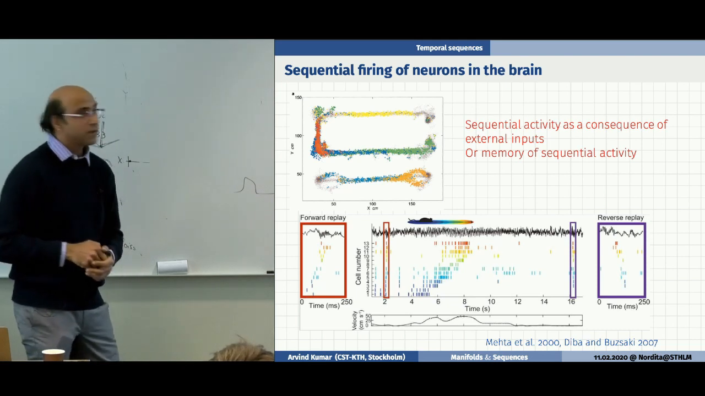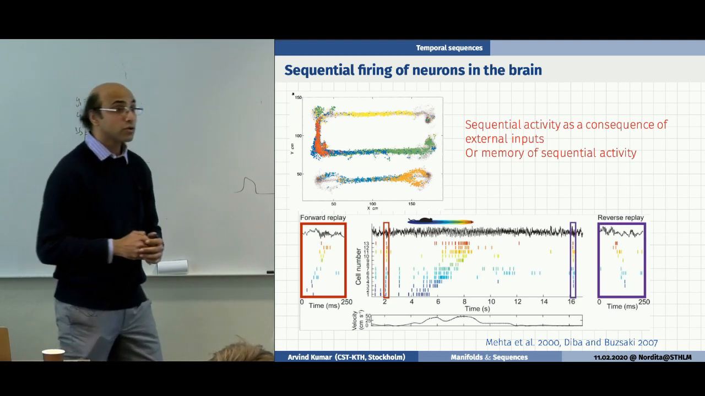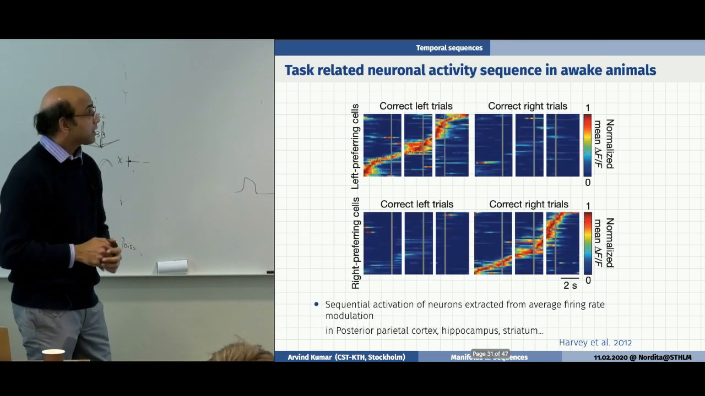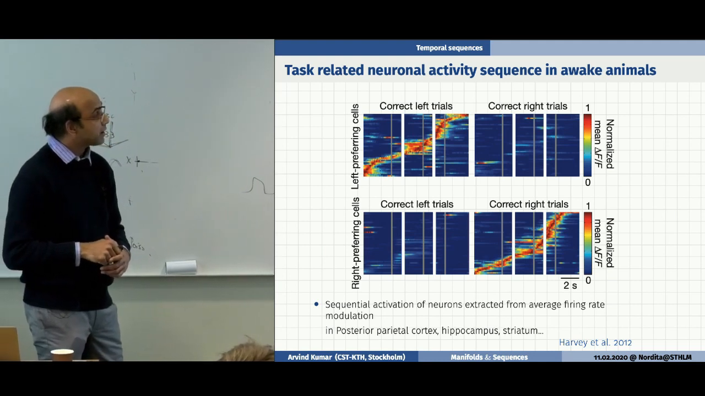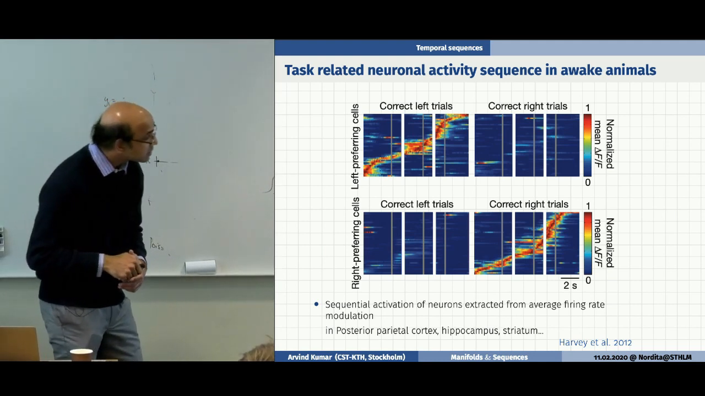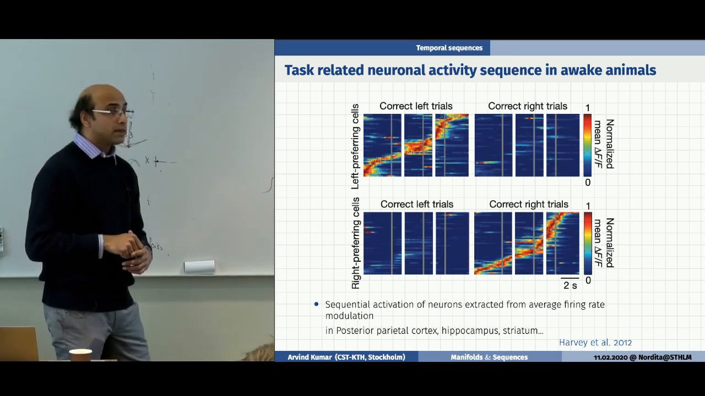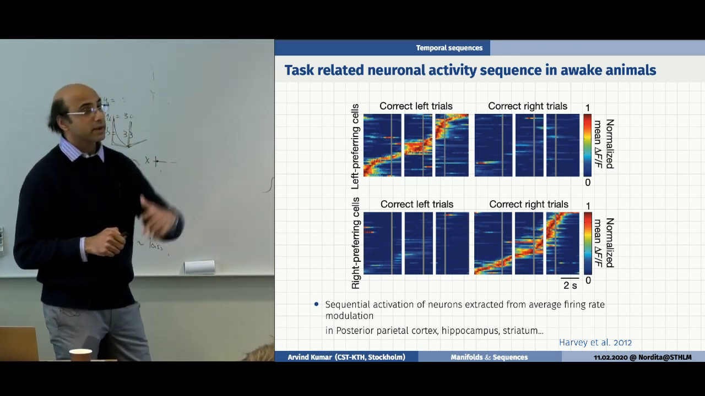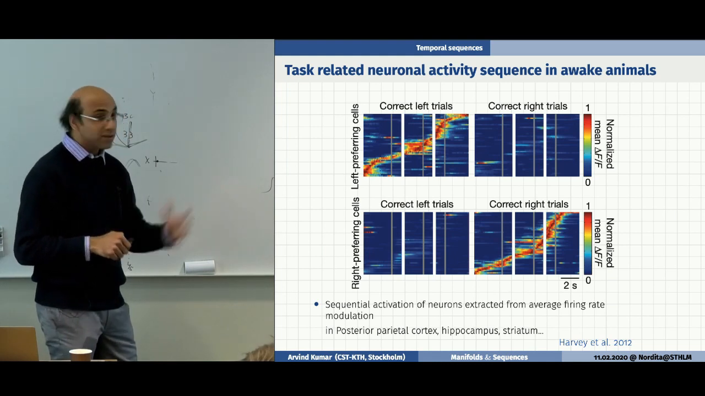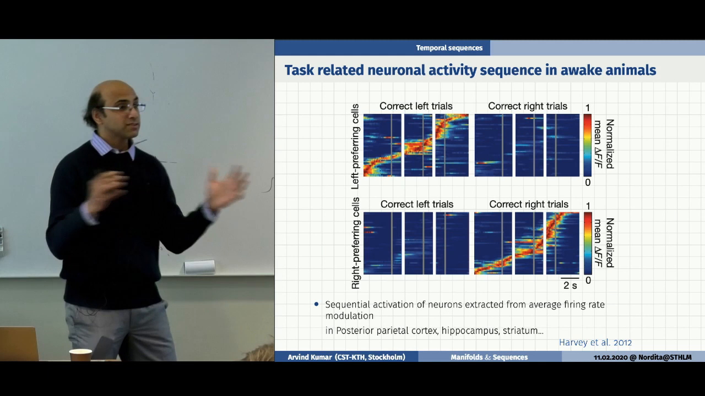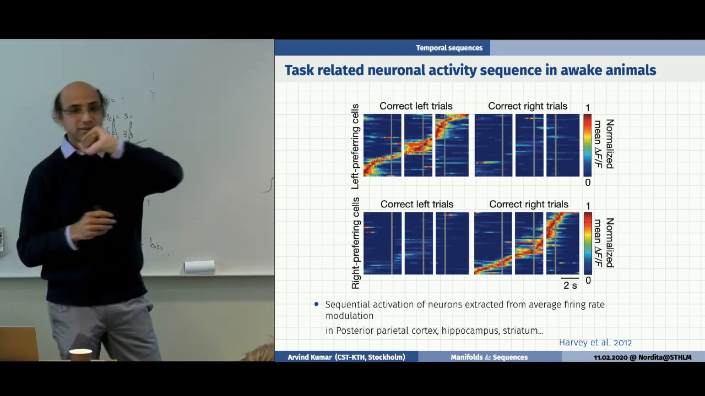Still, in this task, there is a very strong motor component, but you can also think of tasks where there is a very strong cognitive or memory component, like this experiment by Chris Harvey's lab, where they look into activity in parietal cortex, I think, and see when the animal is making correct left choices or correct right choices. The idea these days is that earlier, people would take these neurons, sum their activity, and show a PSTH. And what you will see is a persistent activation.